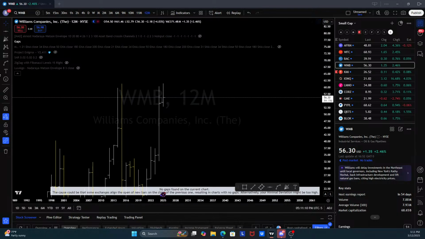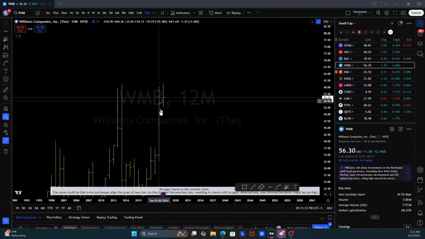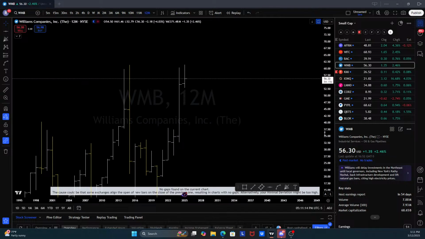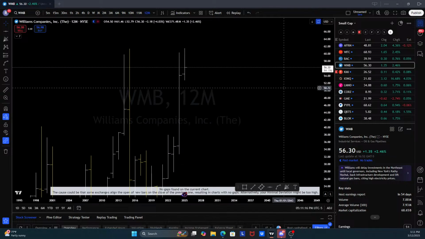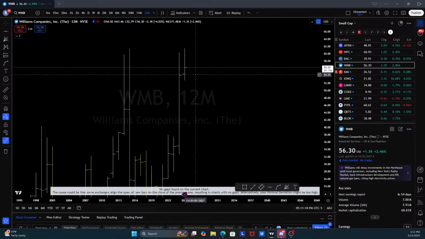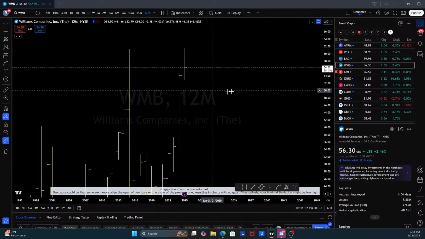If you want to go and look at how a stock is performing, go look at the 12-month candle. The 12-month candle will tell you where the price opened from the very start of the year and how it's performing right now. So as we can see, Williams Company is performing solid right now. We're still trading above the opening price here at 54.50, and it could still continue to push.